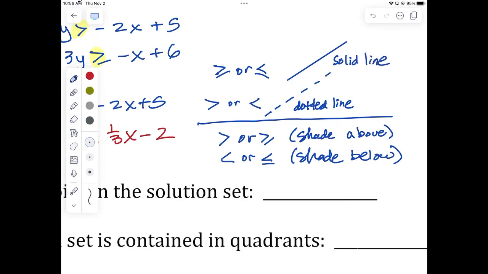So there's two things that we're looking at here. Is it a strict inequality or an equal to inequality? If it's a strict inequality, it's dotted. If it's an equal to inequality, it's a solid line. And then we look at, is it greater than or less than? If it's greater than in any form, we shade above. If it's less than in any form, we shade below.